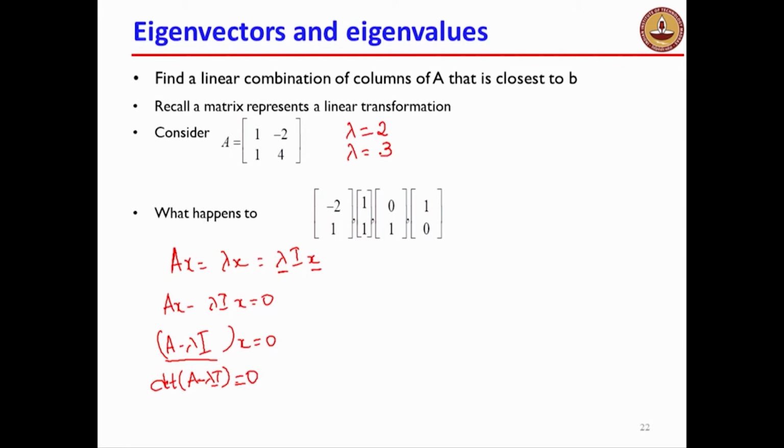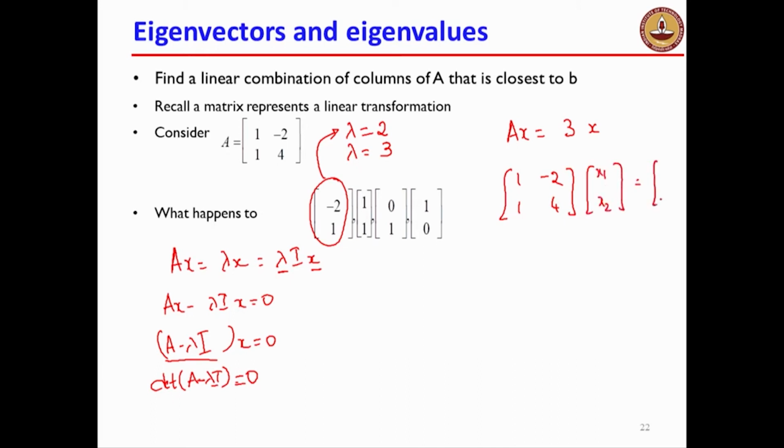One of the eigenvectors was minus 2 comma 1. This was the eigenvector corresponding to lambda equal to 2. Another eigenvalue is lambda equal to 3. So we can now come up with the eigenvector corresponding to lambda equal to 3. How do we do that? We just say Ax is equal to 3x, right? So the matrix 1, minus 2, 1, 4 times x1, x2 equal to 3x1, 3x2.